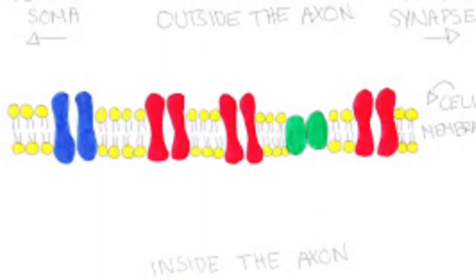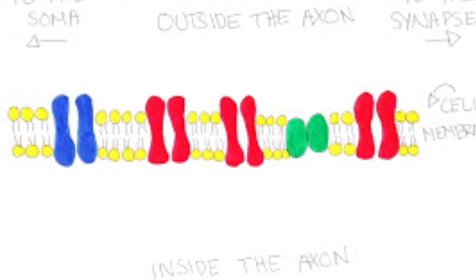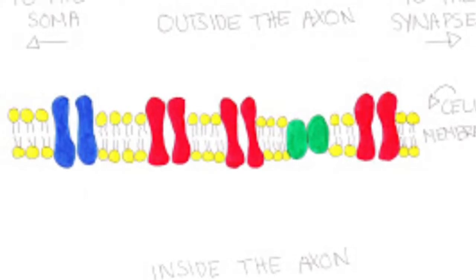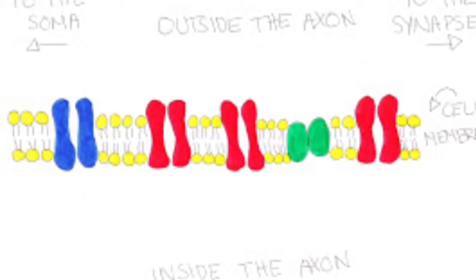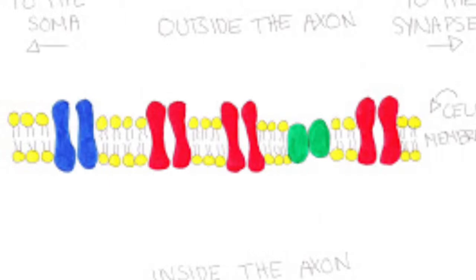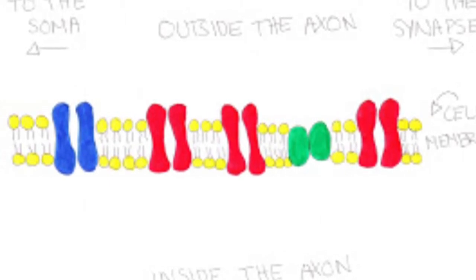This is the inside and outside of an axon. The top side is the outside, and that's where all the sodium ions are. Those are what make the outside positive. The inside is where the potassium ions are, and that's where it's negatively charged.